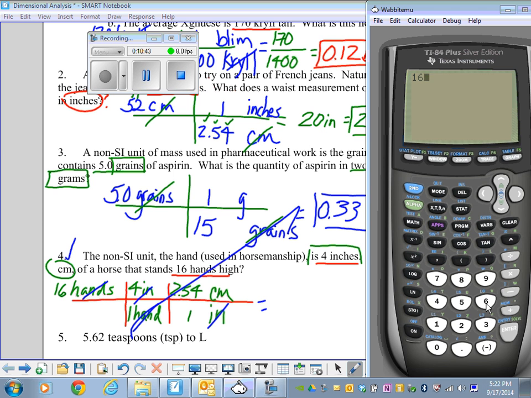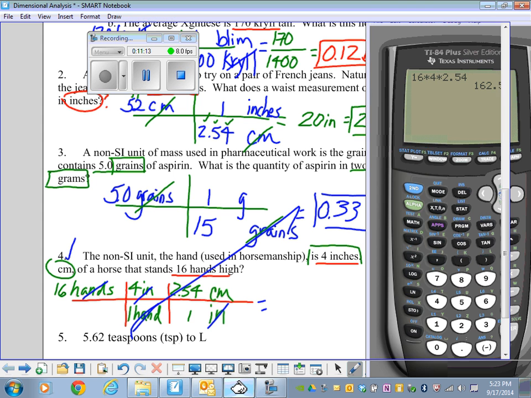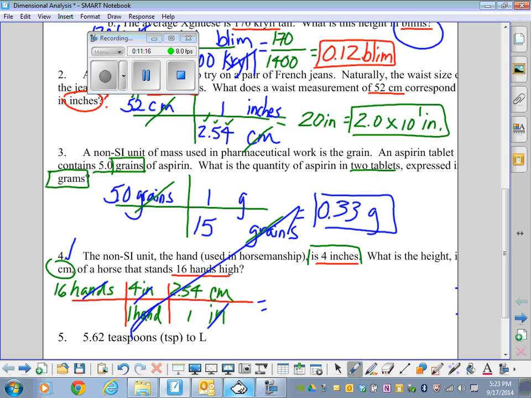We have 16. And we're going to multiply straight across. 16 times 4 times 2.54. Now, I like students to multiply straight across and get an answer, and then divide. Now, in this case, the number we divide with is 1, so we don't have to do much with that number, of course. Other problems we do this year will require us to.